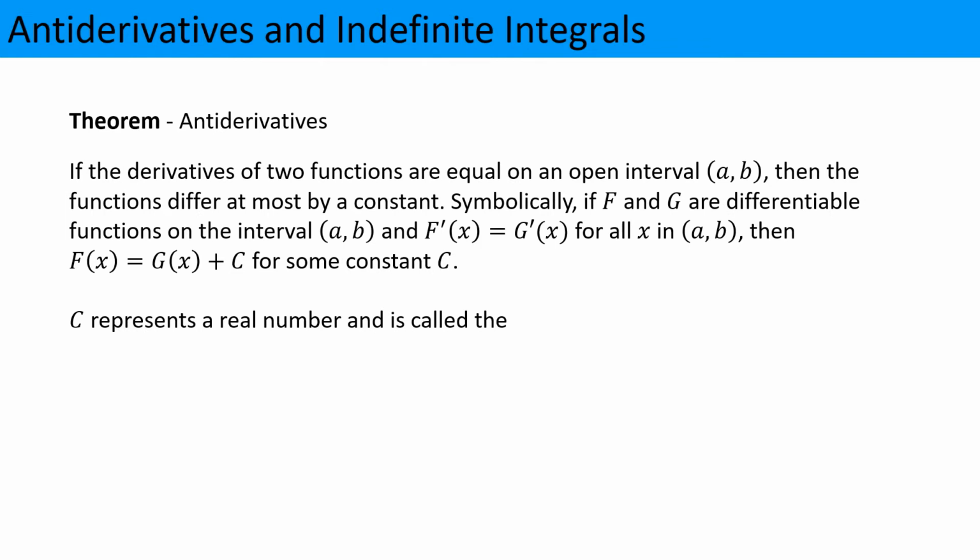Theorem, antiderivatives. If the derivatives of two functions are equal on an open interval a b, then the functions differ at most by a constant. Symbolically, if uppercase F and uppercase G are differentiable functions on the interval a to b, and uppercase F prime of x equals uppercase G prime of x for all x in the interval a to b, then uppercase F of x equals uppercase G of x plus C for some constant C. C represents a real number and is called the constant of integration.